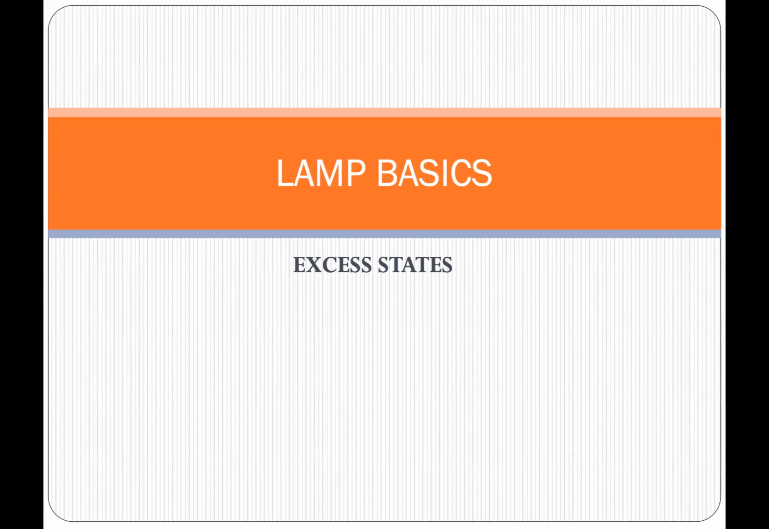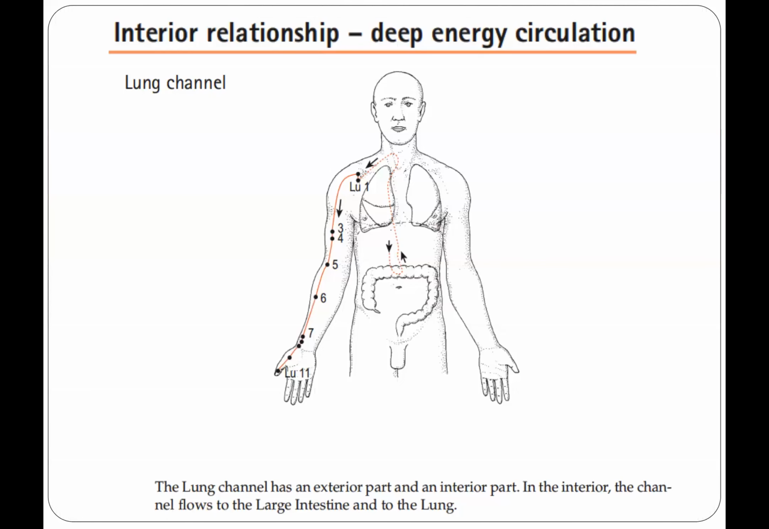So, ang ating topic ngayon ay ang excess states. Interior relationship. Tingnan po natin yung mga excess. Deep energy circulation sa lung channel. Yan po, balikan po natin yung ating lung channel. Nag-start sa ating chest, and then bababa siya dun sa dulo ng ating thumb.